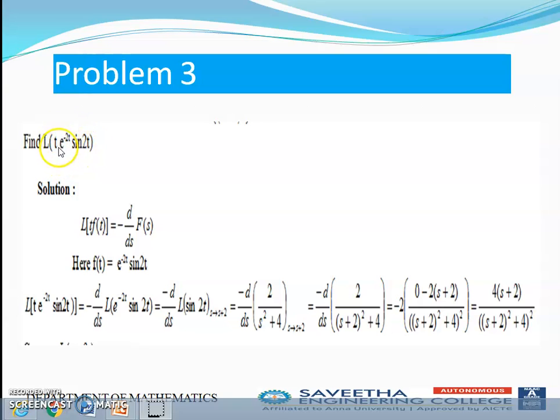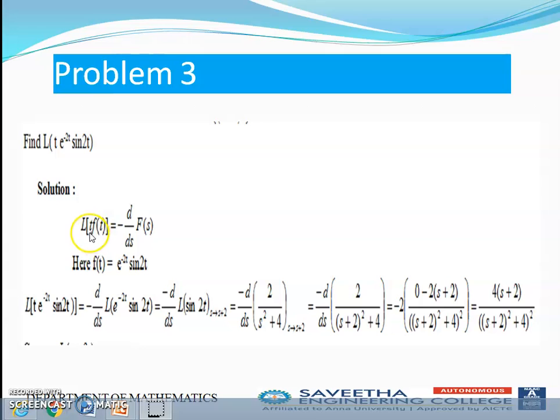So here we have a multiple of the e power minus 2t function and also the t function. This one is a shifting property, and this one is a multiplication by t form. First we can write the form of L of sine 2t, then replace s goes to s minus a or s plus a. Next we differentiate with respect to s. This is a very important problem, because here we have two functions given as a multiple of the original function.